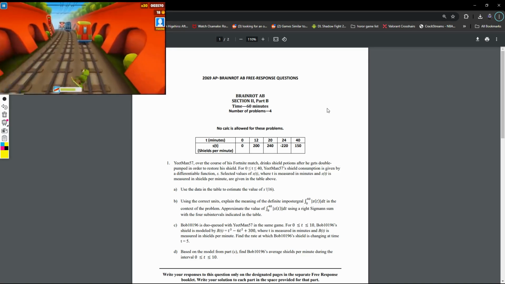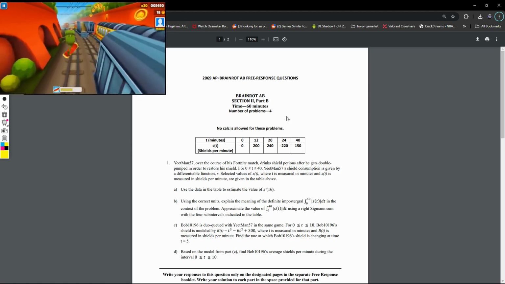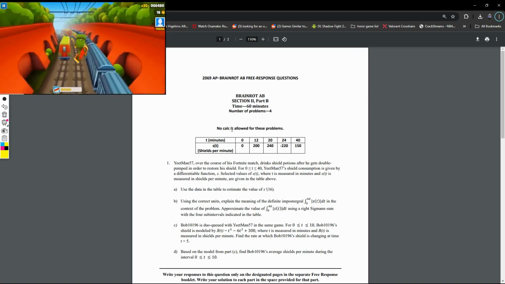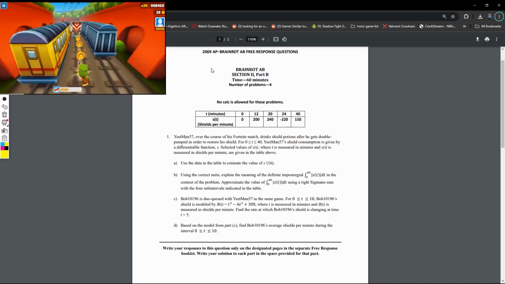All right. So, AP Brainrot AB, Section 2, Part B. This is the no calc section. Calc is short for calculator, in case you guys are new to the lecture videos. This is the first question. Let's get into it.